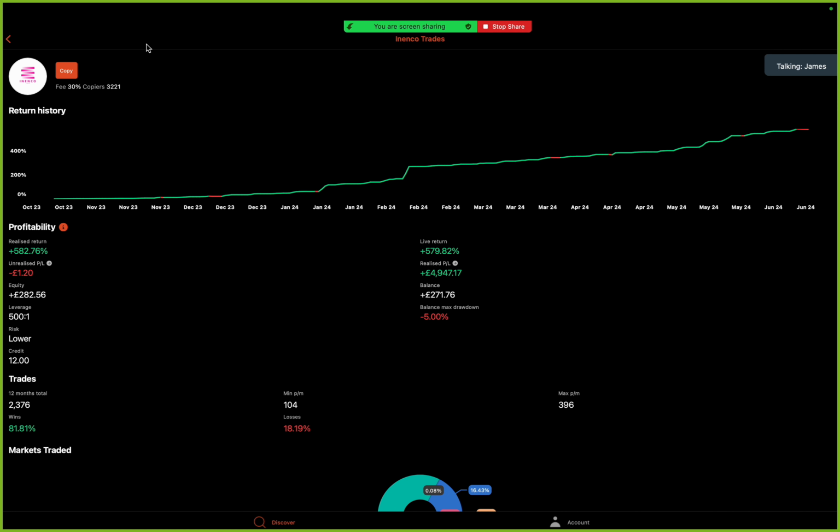Now, of course, because you're not in contact with these traders, you can't actually ask them what the recommended lot size is that you would go with. All you can do is monitor it over time. Every Friday, 30% of the profits generated is automatically deducted from your Vantage account. You can click uncopy at any time to stop copying the trades.